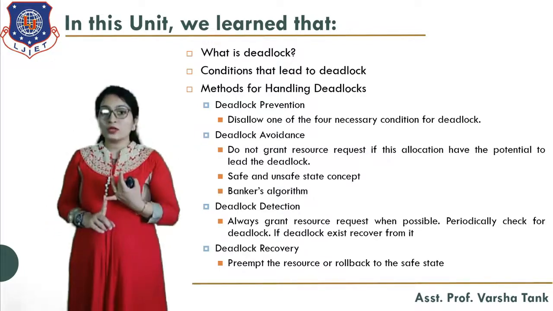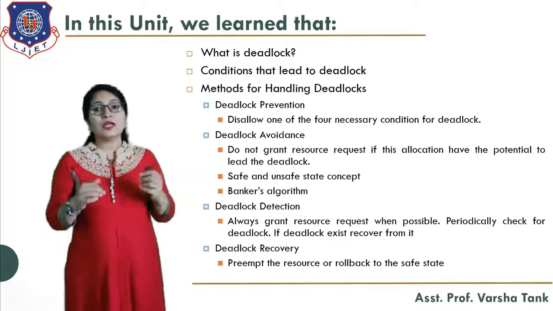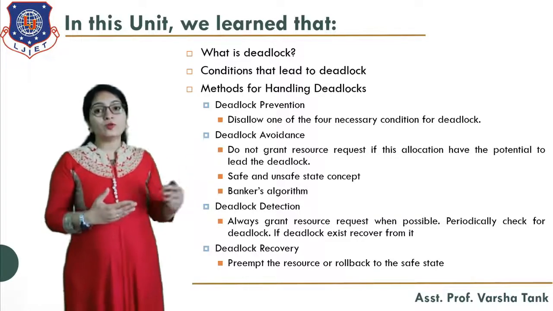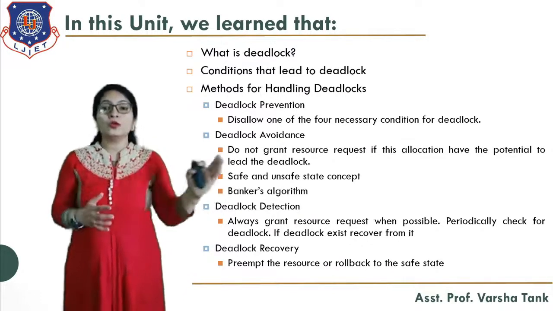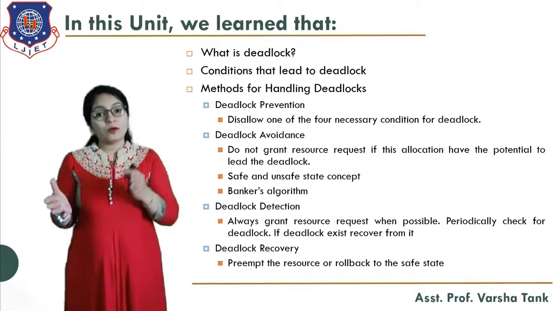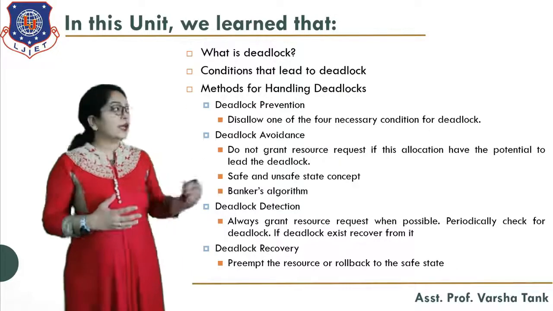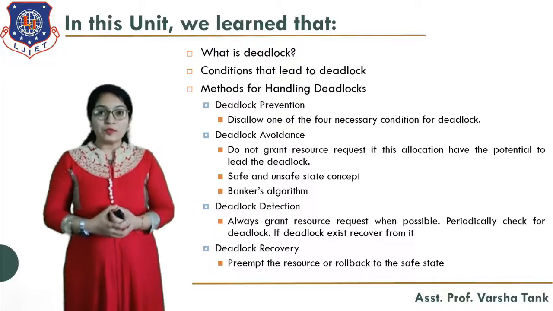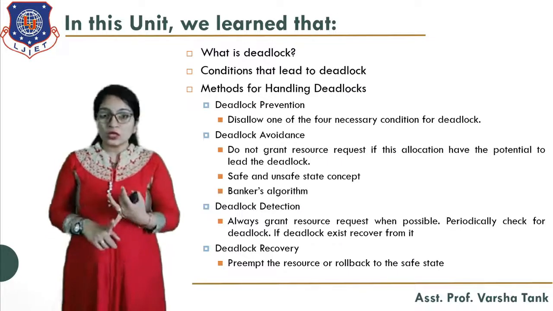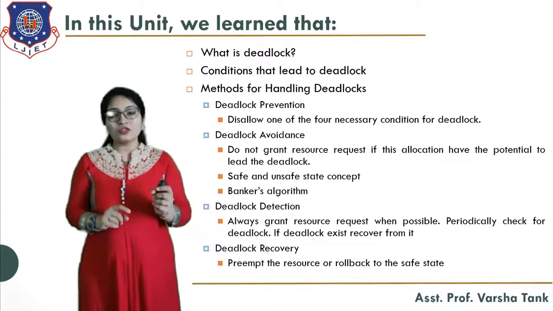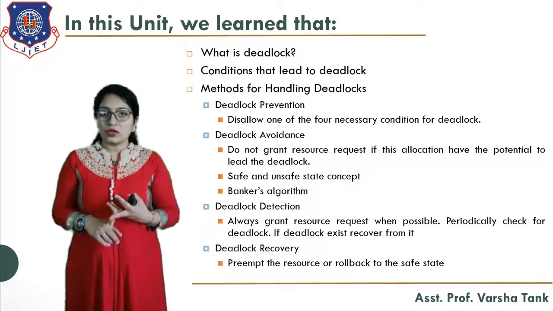First we discussed deadlock prevention, which means disallowing one of the 4 necessary conditions for deadlock. Then we discussed deadlock avoidance, in which we do not grant the resource request if the allocation has the potential to lead to deadlock. If granting the request would lead to a deadlock state, we will not grant it. We determined safe and unsafe states, and then learned about the Banker's algorithm. In the last lecture we discussed deadlock detection, in which we discussed the safety algorithm that is similar to the Banker's algorithm with a minor change.